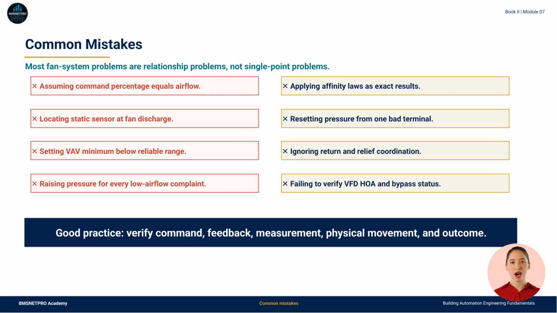Minimum airflow should not be pushed below the terminal's reliable range. Outdoor air should not be changed without checking return and relief. And low airflow should not automatically mean raise the fan pressure. Good practice is to verify the chain: command, feedback, measurement, physical movement, airflow, space result, and energy impact.